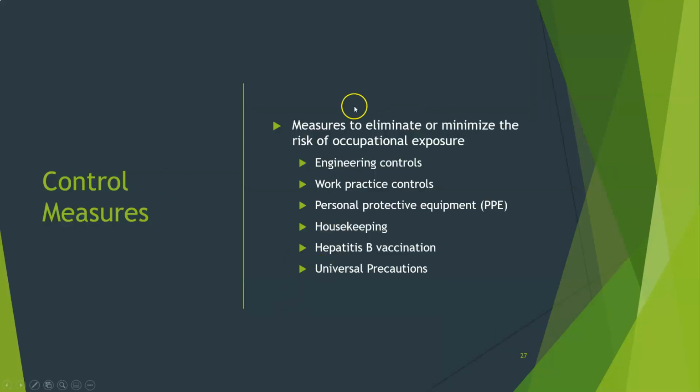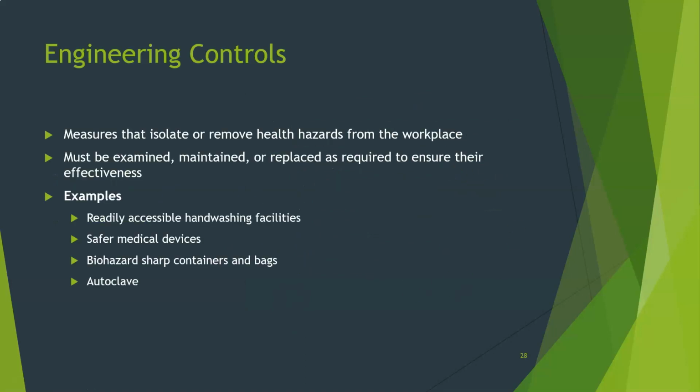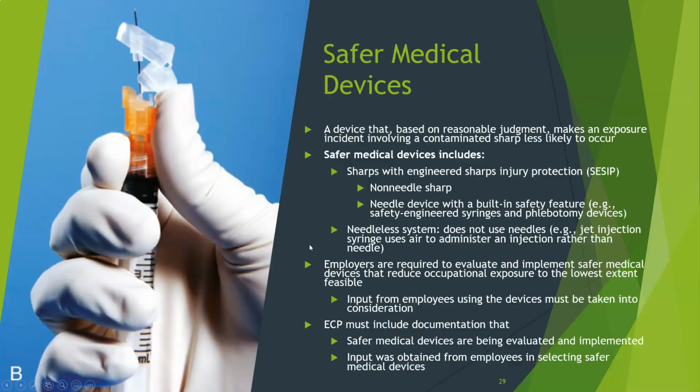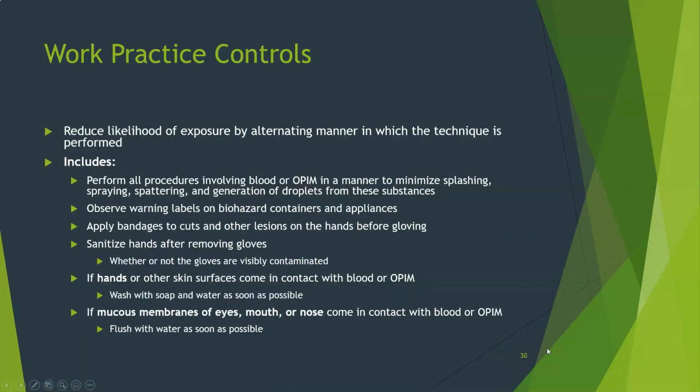You have to include control measures within that, and we will look at some of these individually, but these are the different control measures. First is engineering controls. Engineering controls are anything that you've done to ensure that you can combine and produce a safe and effective environment. You can see some of the examples listed there and different components. You have to use safer medical devices whenever possible. These include needleless and safer sharps techniques, as well as documentation whenever a safer medical device is evaluated.